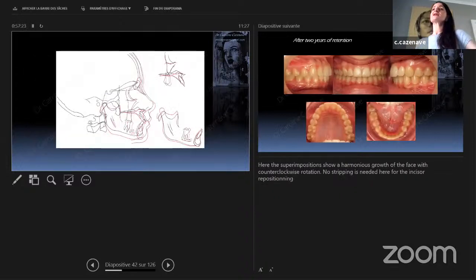Here's the superimposition. They show harmonious growth of the face with counterclockwise rotation. No stripping is needed here for the incisor repositioning. It's only biomechanics.